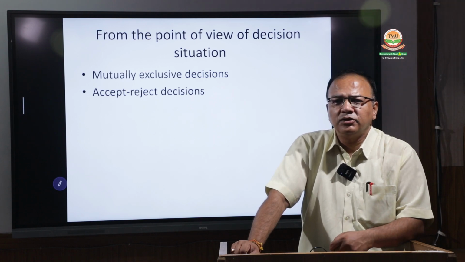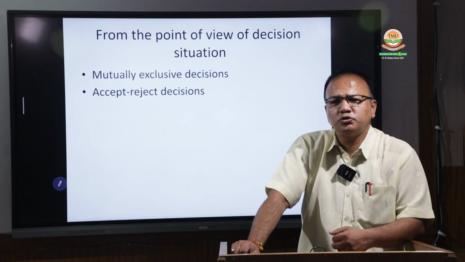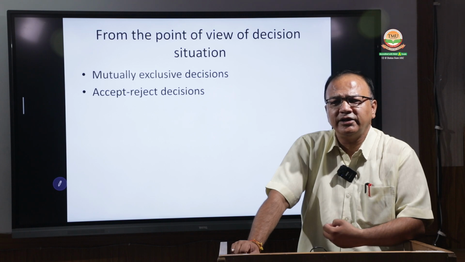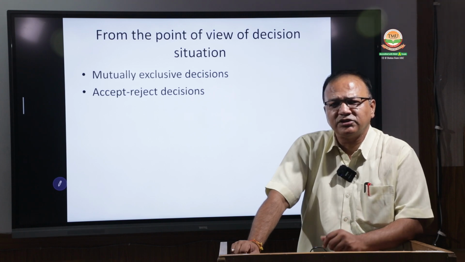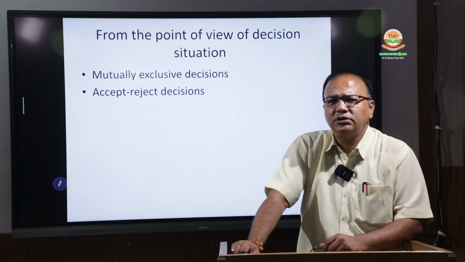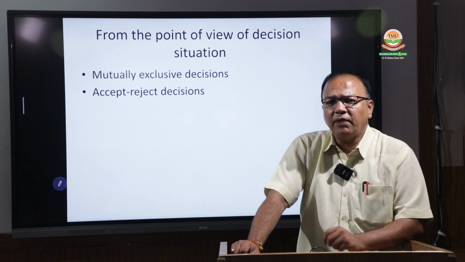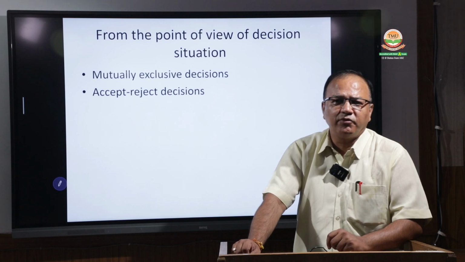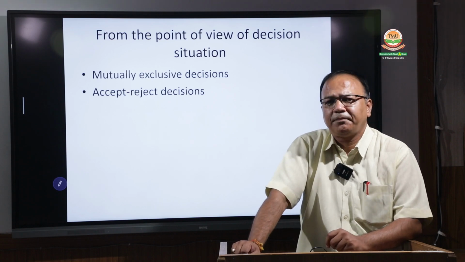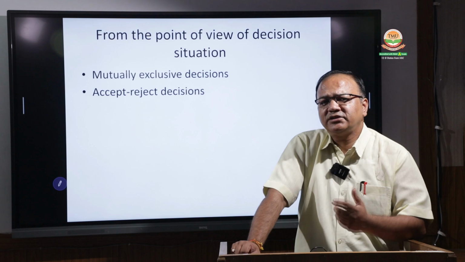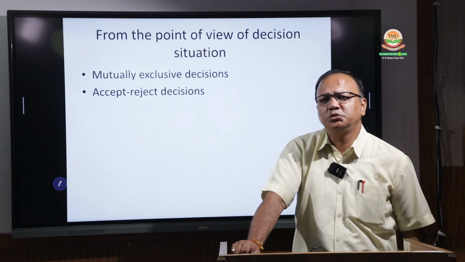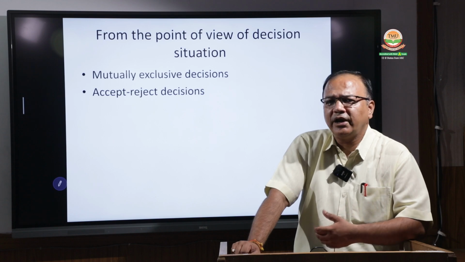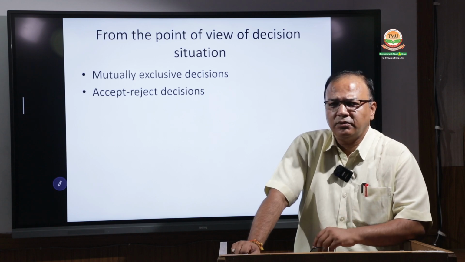Same time, you have two options. You have to choose A or you have to choose B. If you are choosing option A, it means you are rejecting option B. These types of decisions are called mutually exclusive decisions. Another type of decisions are accept-reject criteria. In these types of decisions, if an organization has a number of options, then it has to accept or reject on the basis of some ground or on the basis of some parameters.